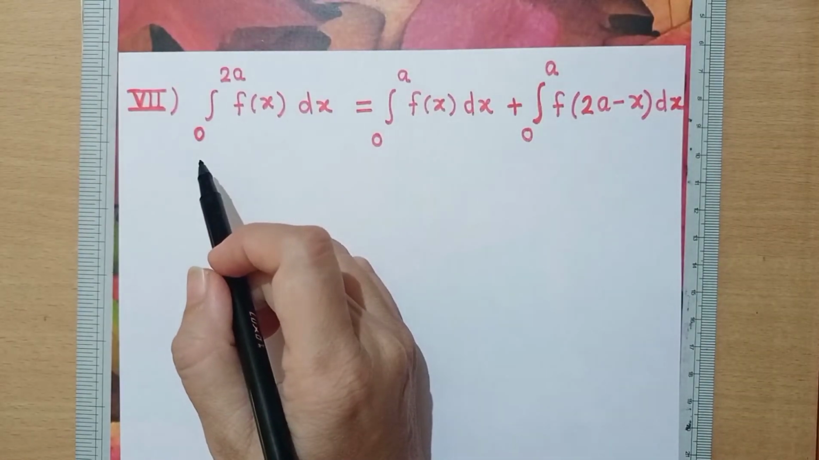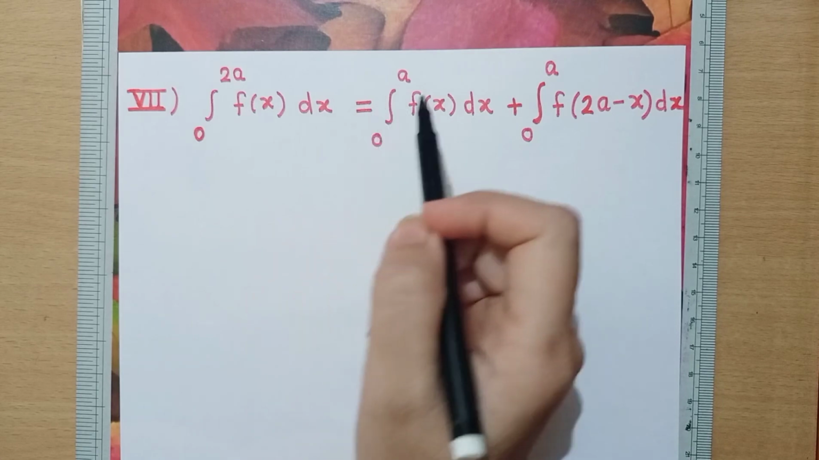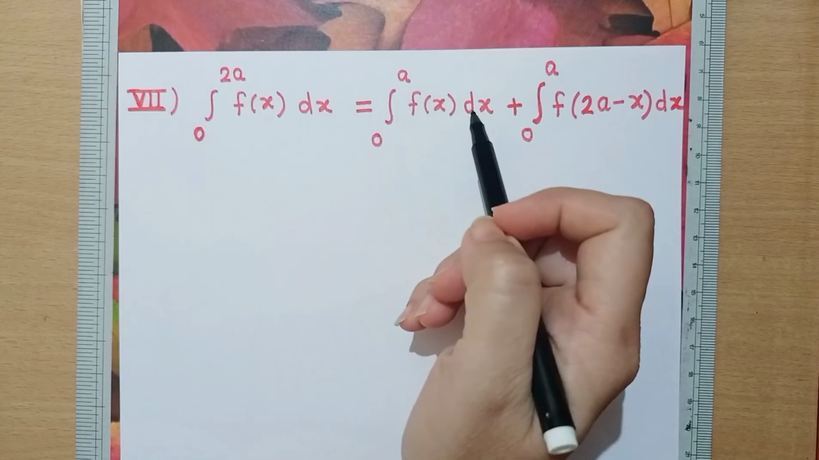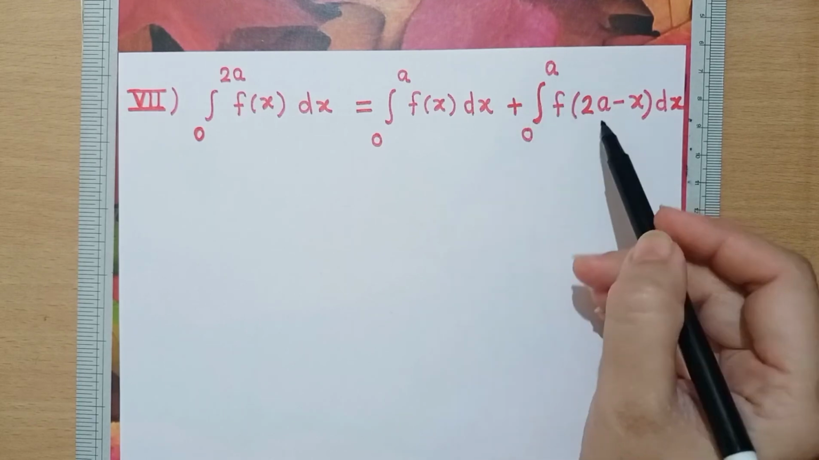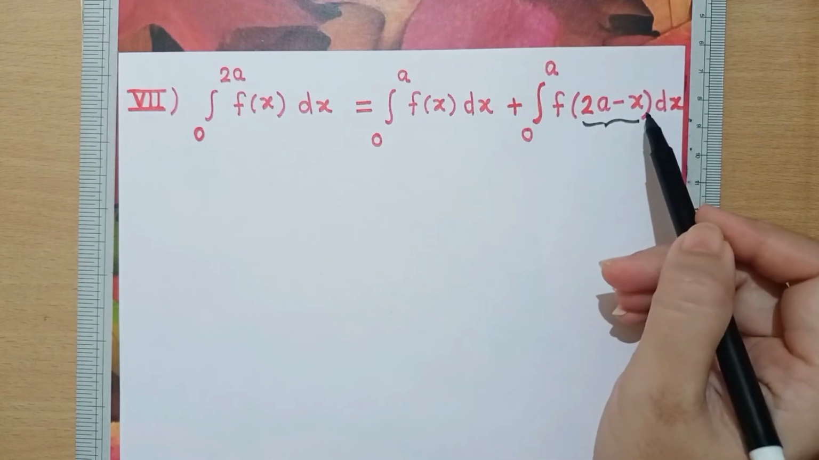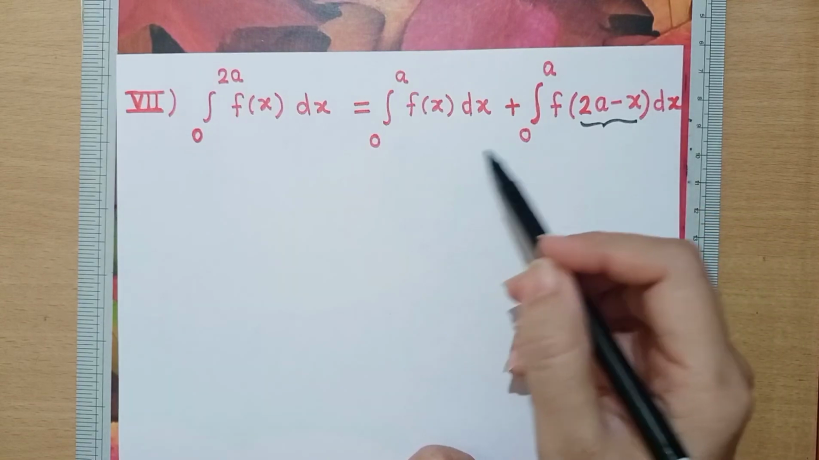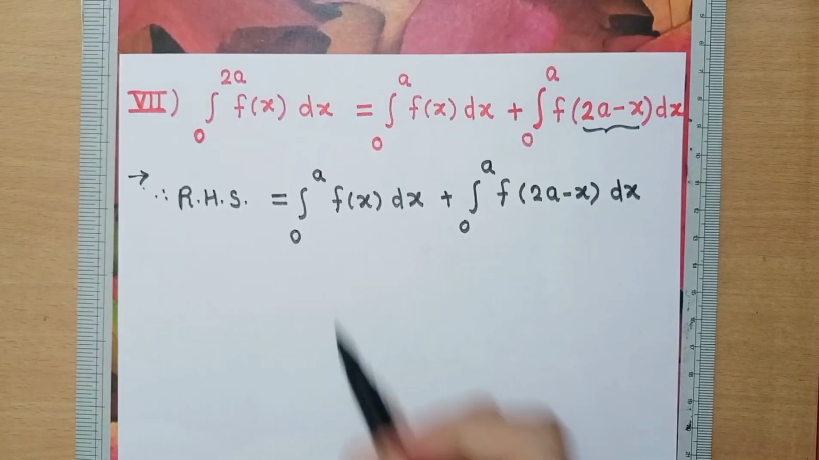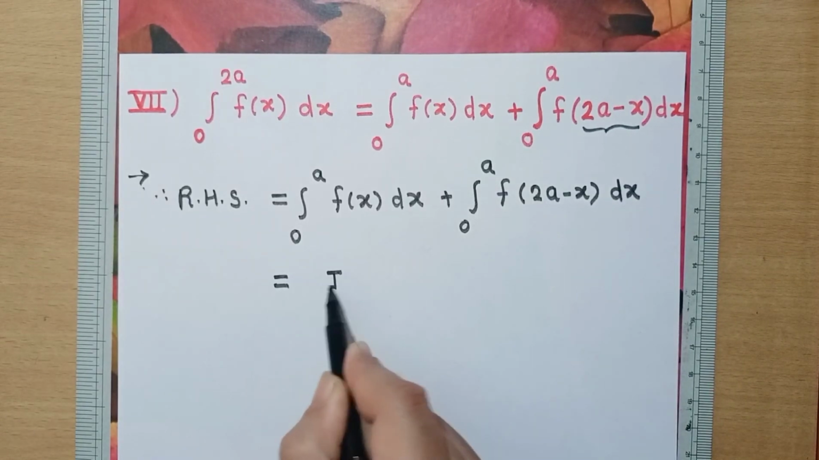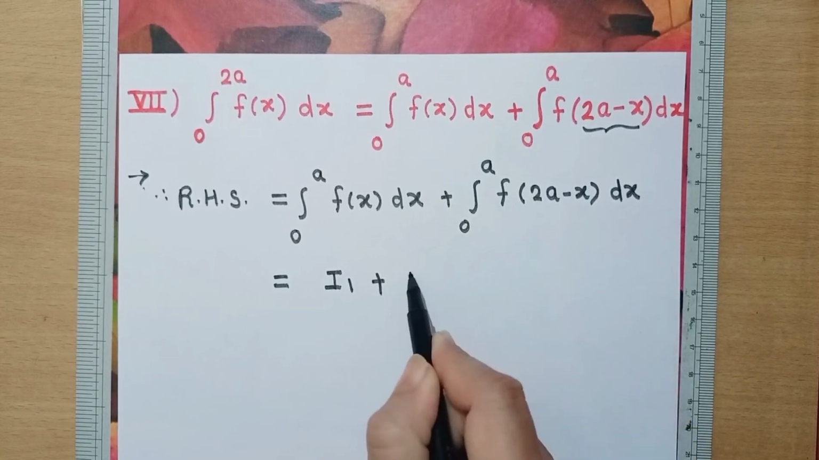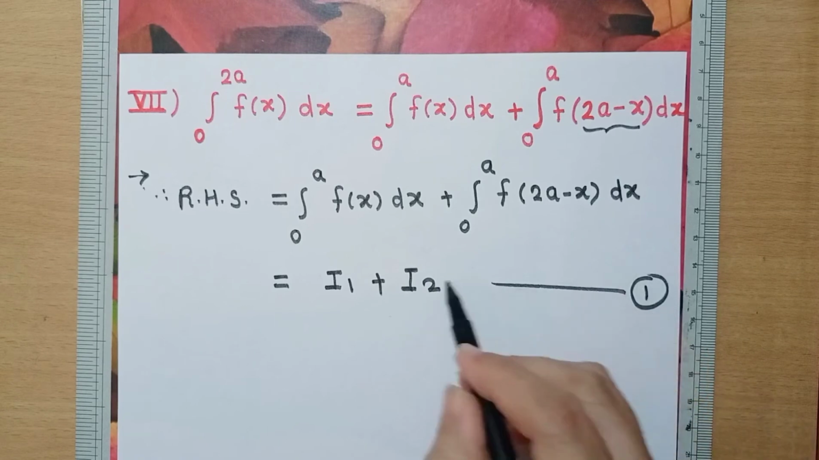This is our seventh property, integration 0 to 2a f(x) dx equals integration 0 to a f(x) dx plus integration 0 to a f(2a - x) dx. To prove this, we will start from right hand side, and here we will assume this first integral as I1 and this second we will assume as I2. Say this is equation number 1.